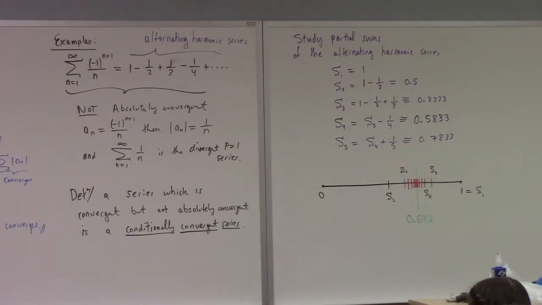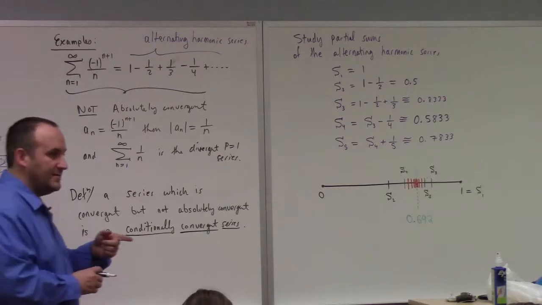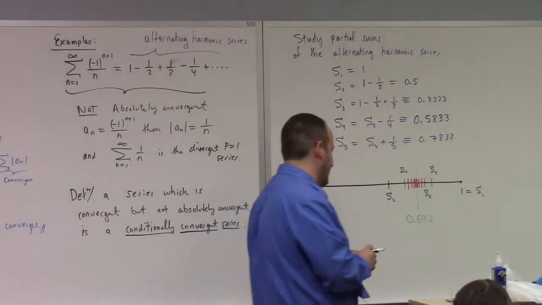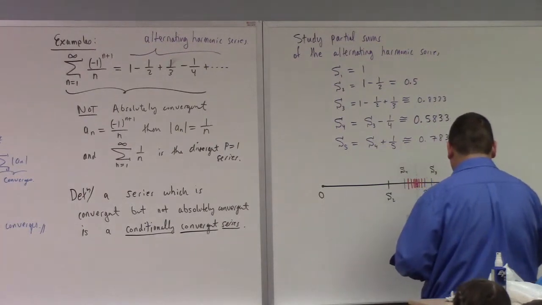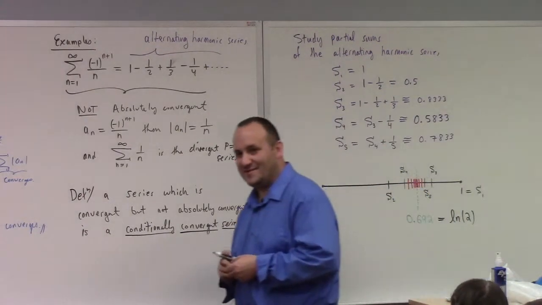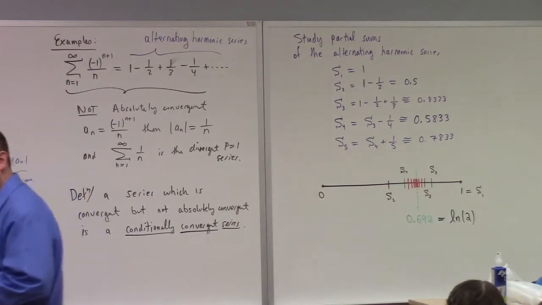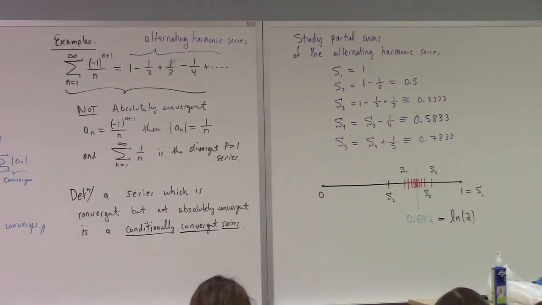Hey, do you guys know what 0.692 is? Recognize? Yeah? In my chem homework last night, it was like ln of 2. Ah, from chemistry last night, natural log of 2. Very good number sense. That is true. That is, in fact, what it converges to, the natural log of 2. Why on earth is that true?